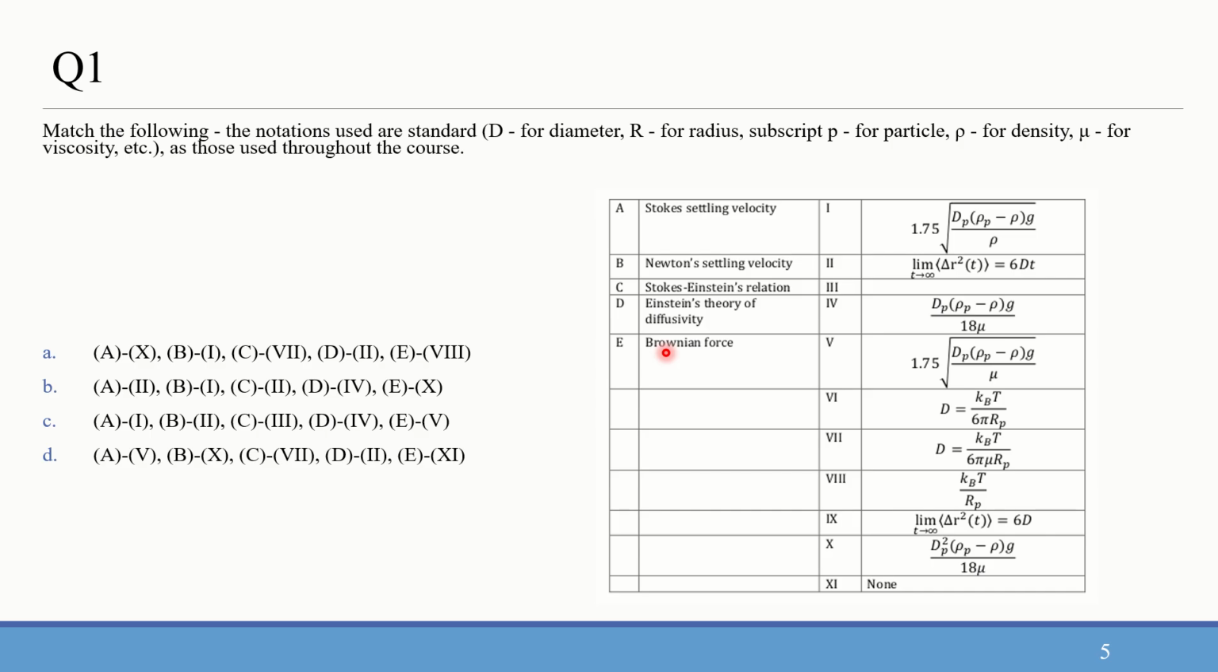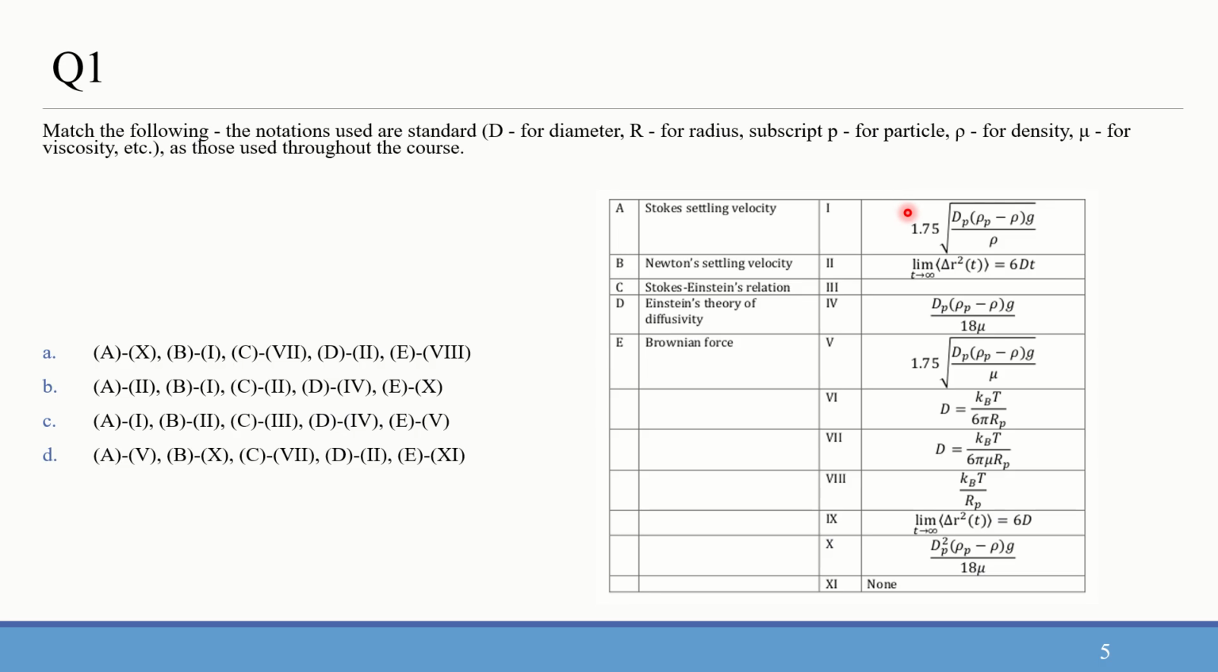So the first one is Stokes settling velocity, which we have been repeatedly using. So it is dp square into rho p minus rho into g by 18 mu. And second, we have Newton's settling velocity, and it is starting with 1.75 into square root of dp into rho p minus rho into g by rho. So this is Stokes settling velocity, this is Newton's settling velocity.